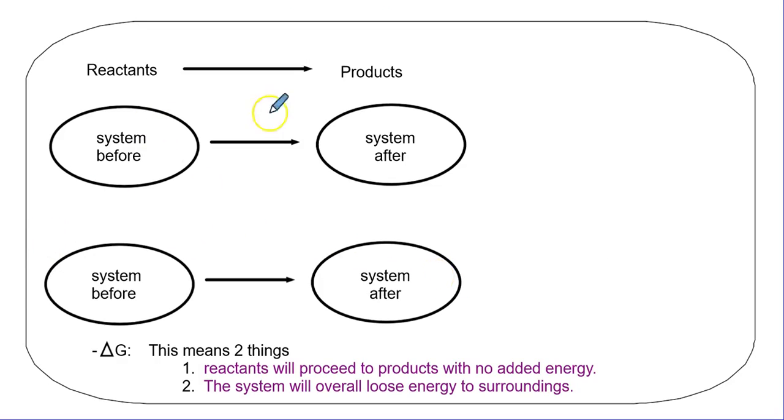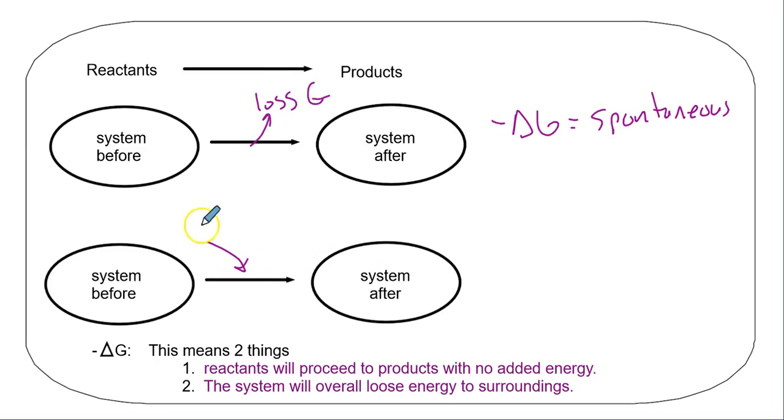System before, system after. A couple things you want to know about delta G. This system reactions will proceed to products with no added energy. So a negative delta G indicates something that is spontaneous. And eventually we have to have a loss of energy. If we go before gaining energy, okay, that means positive delta G. This is a non-spontaneous process.